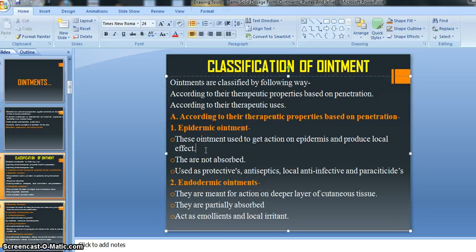They are not absorbed, right? The epidermic kind of ointments are not absorbed. Due to not being absorbed, the epidermic ointment fails to pass through the other layers, because we get the epidermic action on the epidermic layer. That's why it is not absorbed, meaning the epidermic ointment does not pass into another layer of our skin, right?